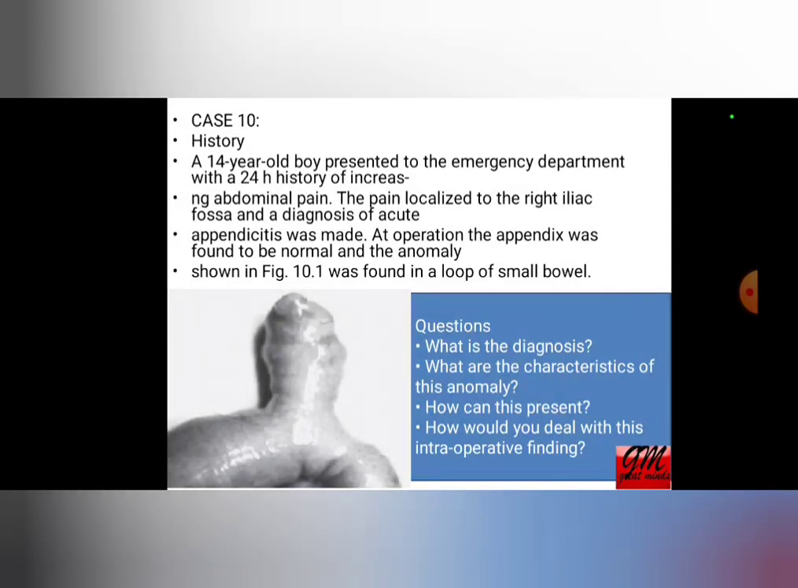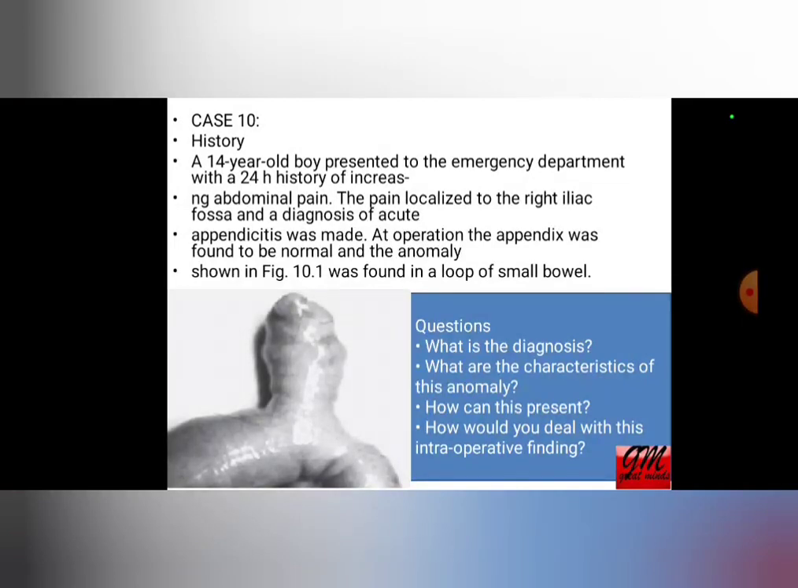The abnormality now is Merkel diverticulum. What is the characteristic of Merkel diverticulum? You have to know that generally, the characteristics of Merkel diverticulum are the rules of 2. Generally, it is 2 feet away from the ileocecal valve. 1 foot corresponds to 30 centimeters, so 2 feet corresponds to 60 centimeters away from the ileocecal valve.